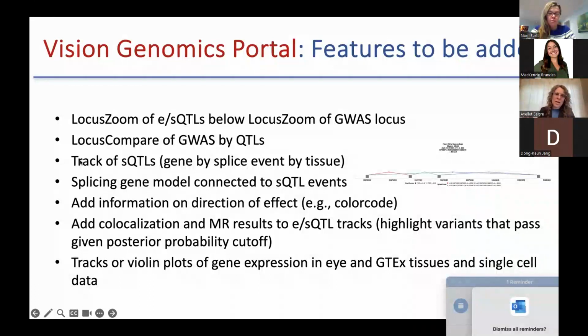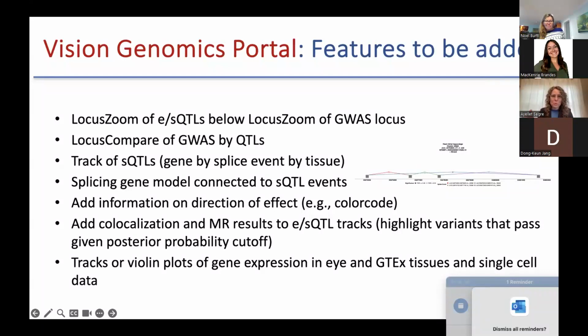We'd like to add a track of the sQTL, so gene by splice event by tissue, and an interactive splicing gene model that connects the various splice events to the sQTL, the variants that are affecting the various splice events, with the direction of effect and how it relates to the GWAS variant. And as I mentioned, adding information on the effect and direction, adding on the colocalization MR, and also adding tracks or violin plots of gene expression in eye and GTEx tissues, both at the tissue and single cell level.